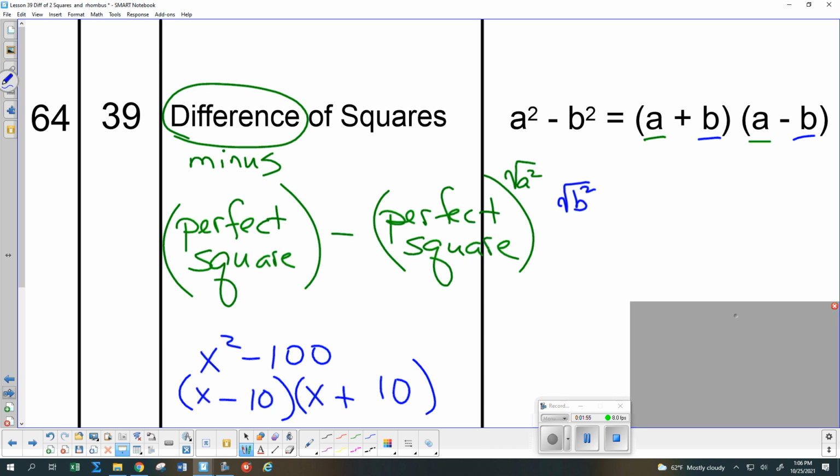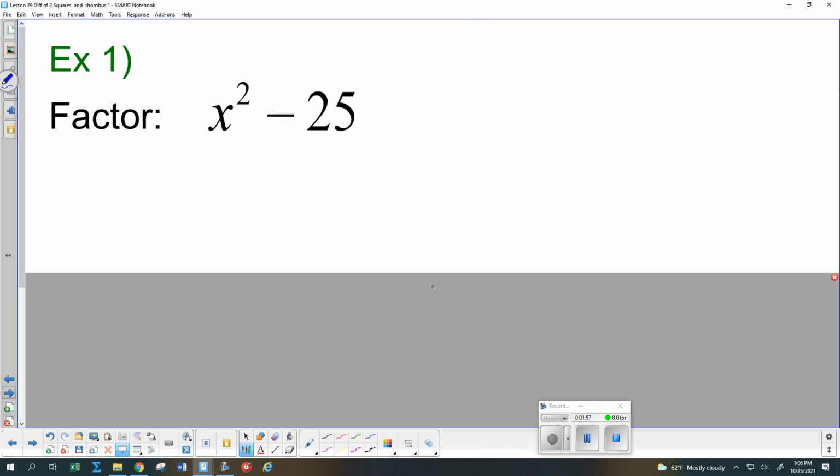So let's look at a couple of examples there. x squared minus 25. Everybody shout out nice and loud. What do both parentheses need to start with? What do they both end with? And in the middle, one has a plus and one has a minus.